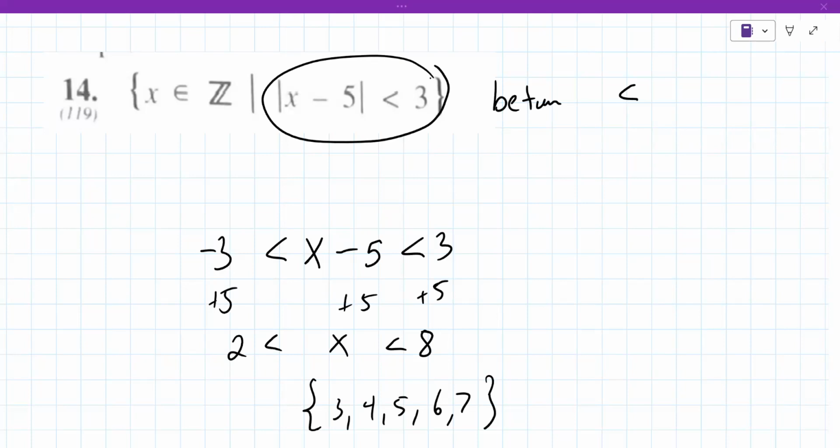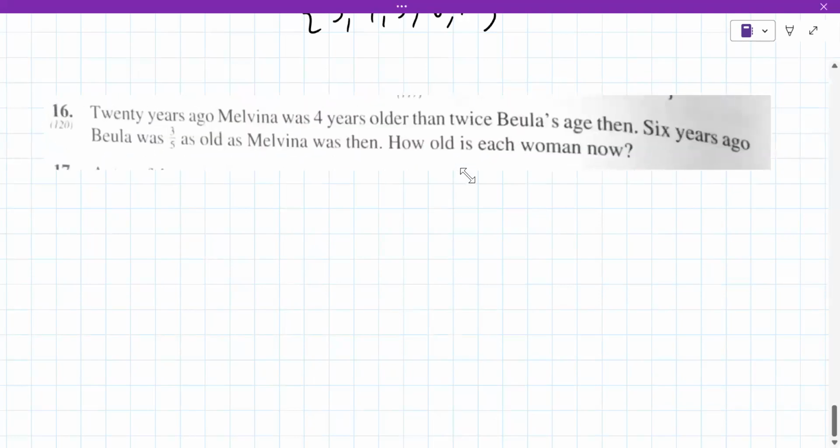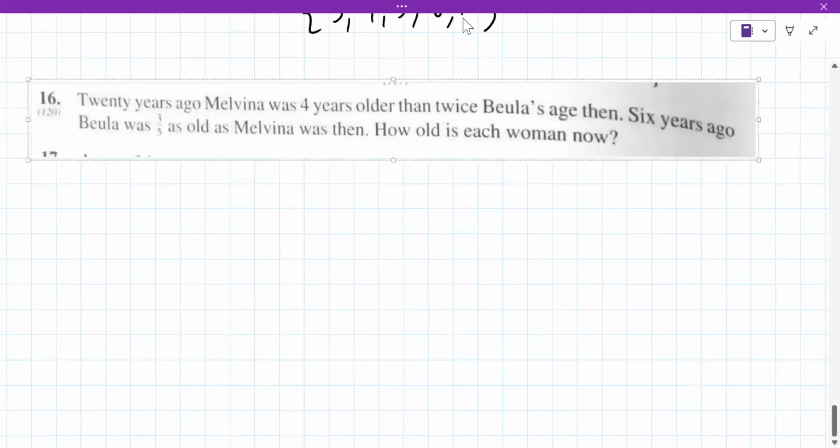All right, so let's look at number 16. I want you to try setting up the equations. That's really the hardest part here. I'll let you give that a try. Just don't solve it. Just set up the equations, and then we'll look at it together.